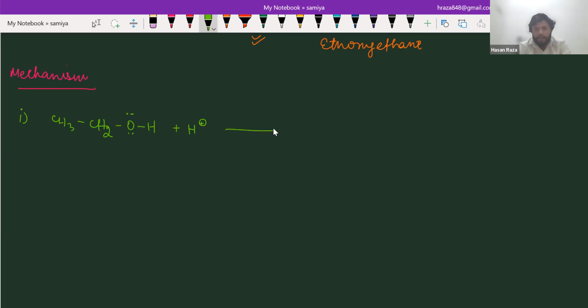Then what we are getting is very important to know. You know that O is an electron rich species, and H plus, the proton, has no electron. So it will attack and make a bond like this: CH3CH2, then O, then H, and H, and there will be a positive charge because oxygen donated one of its electrons.